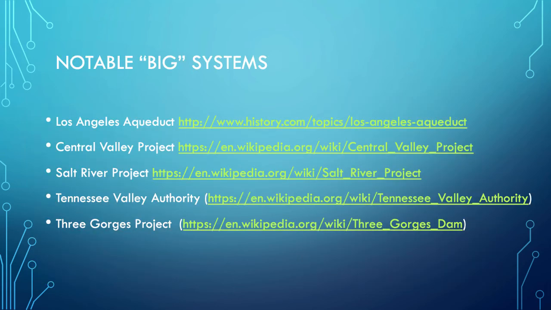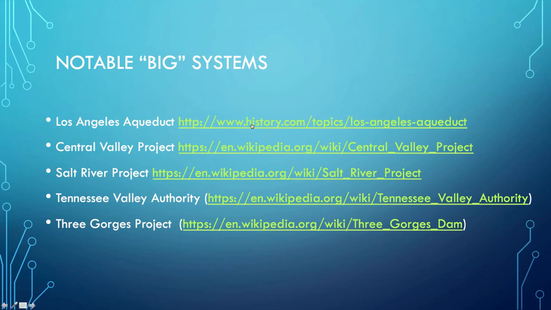Some notable big systems that are worth visiting on the internet are listed here. The Los Angeles Aqueduct, you have a homework assignment regarding that. The Central Valley Project, which is in the Central Valley of California. The Salt River Project, which is in Arizona. The Tennessee Valley Authority, which is in Tennessee and many other states. And then I think I have it correct, the Three Gorges Project, which is the largest dam on the planet, and it's in China.